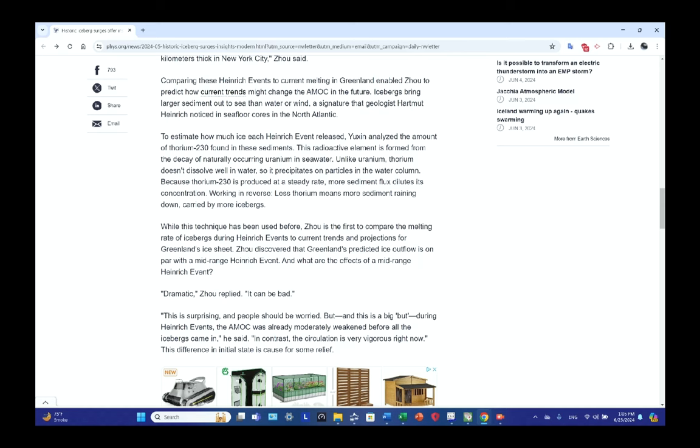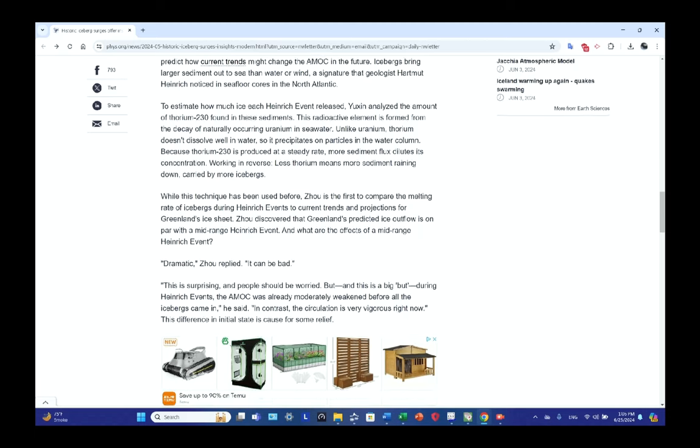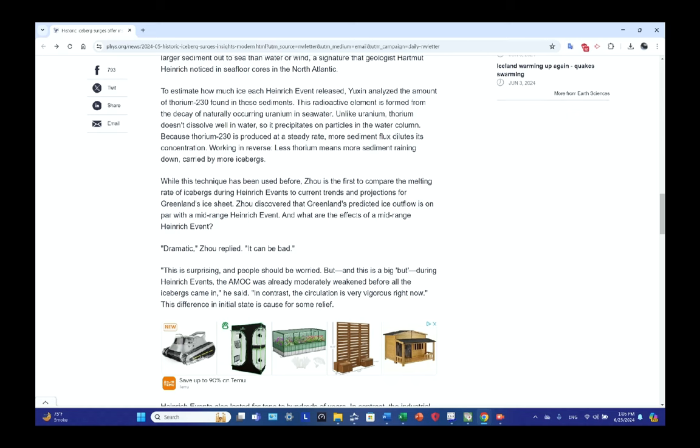Comparing these Heinrich events to current melting in Greenland enables Zhao to predict how current trends might change AMOC in the future. Icebergs bring larger sediment out to sea than water or wind, a signature that geologist Hartmut Heinrich noticed in seafloor cores in the North Atlantic. Now you can see why they're called Heinrich events.